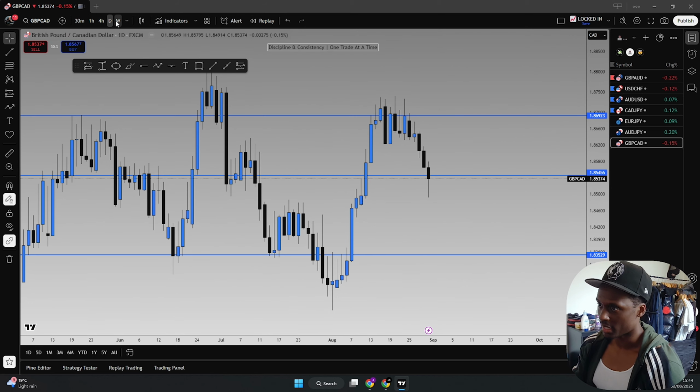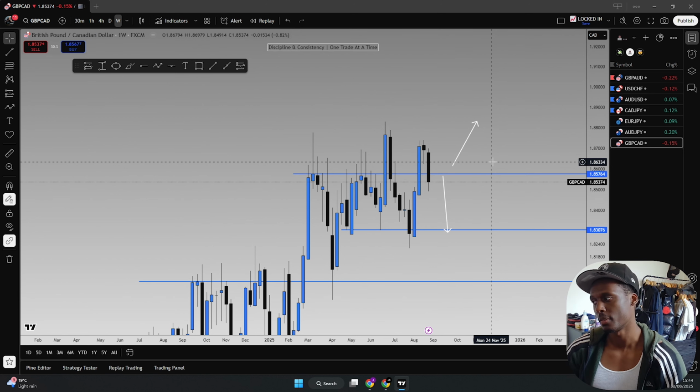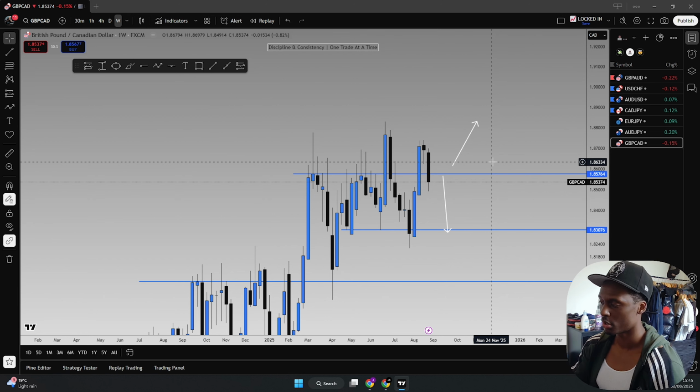And that's GBP CAD. So if we go to the weekly now, in my opinion, there are two scenarios that could happen with this pair, because it looks very rangy. So that's one. It looks like a range, but it looks like it can break out of the range. So it's two potential scenarios which I'm going to go through now.